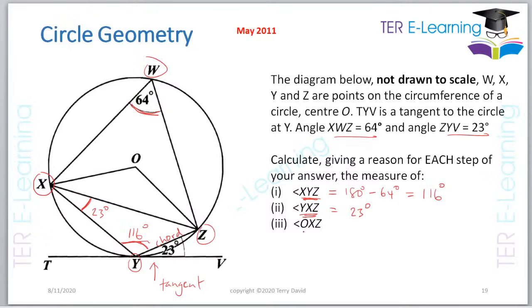And the last part, they want to find OXZ. So where is OXZ? OXZ is this angle here. So they want OXZ, but that one is straightforward. We've done several that look like that. What is OXZ? So what is angle OXZ?